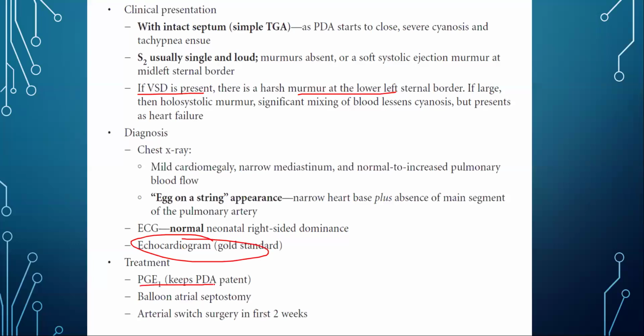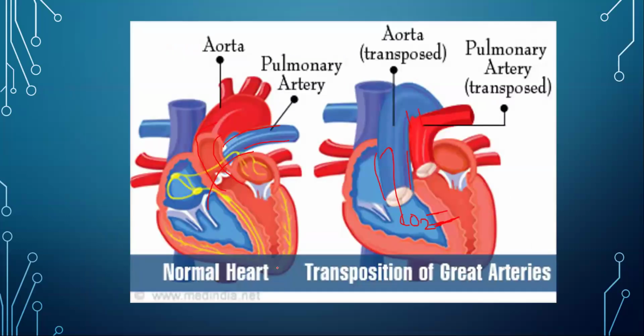Treatment: you have to keep the PDA open. So we give prostaglandin, and basically this child will need an arterial switch surgery. That means they will change the position of the aorta and pulmonary artery. So this is the surgery which can save the child. Okay, so that's TGA.